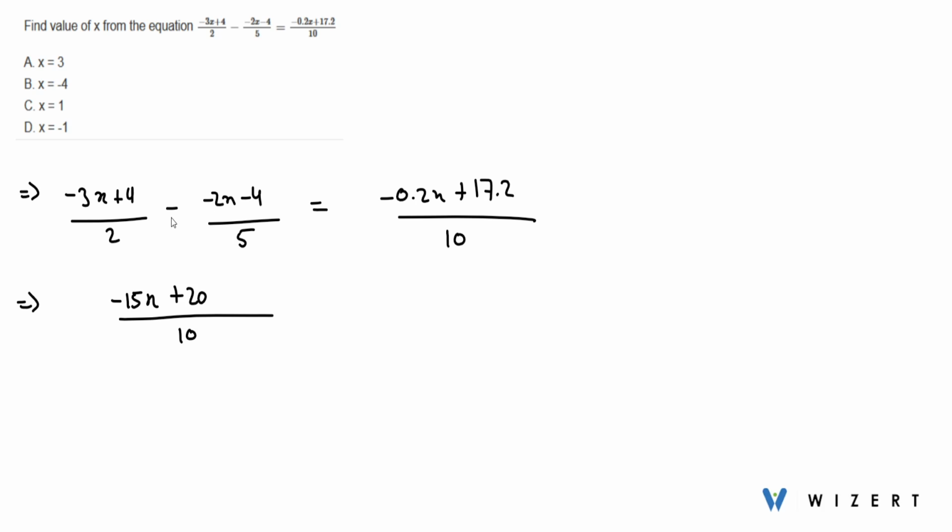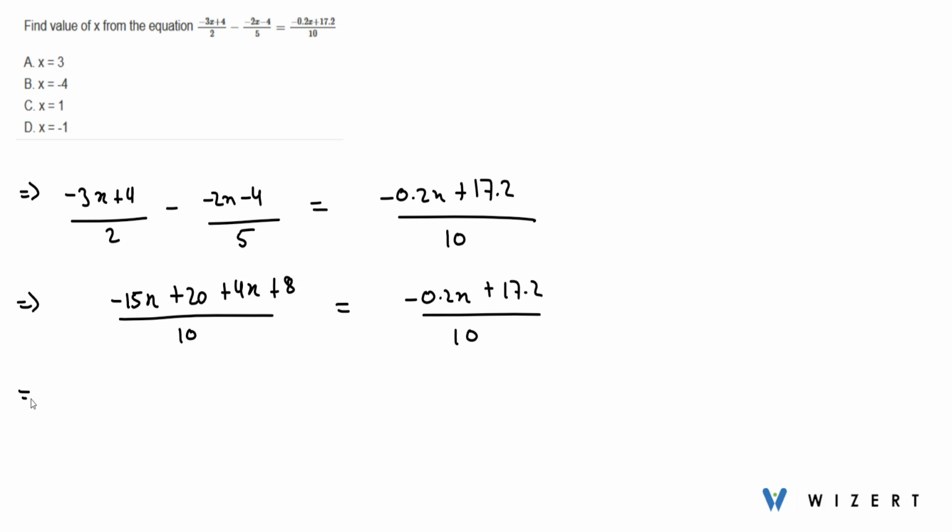Minus of 4x multiplied by minus of 1 will become plus 4x. And similarly minus of 4 multiplied by 2 is minus of 8. Minus of 8 multiplied by minus of 1 is plus 8. And in the right hand side we have minus of (0.2x plus 17.2) upon 10.